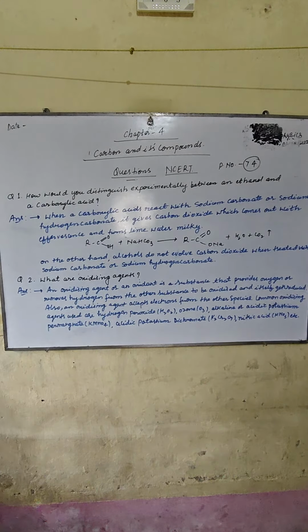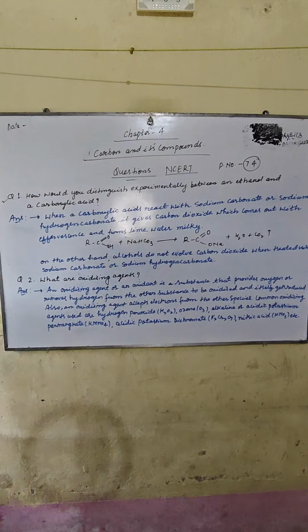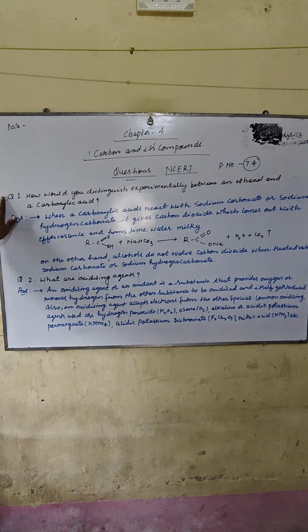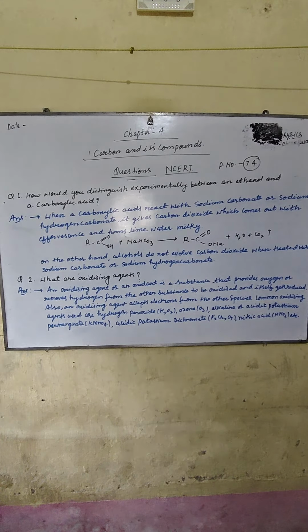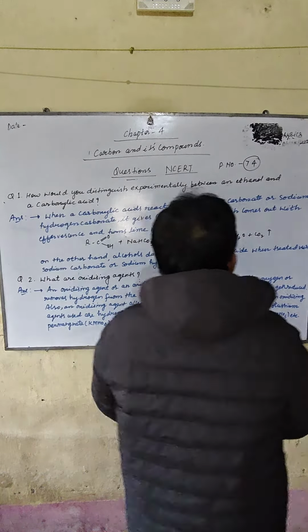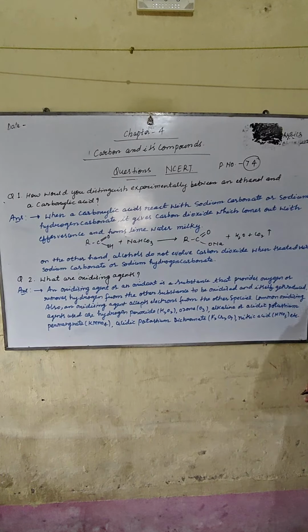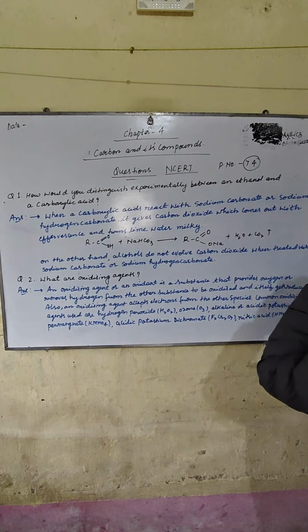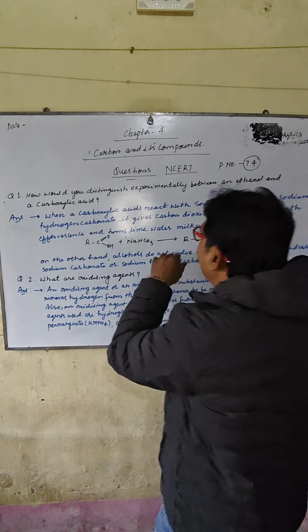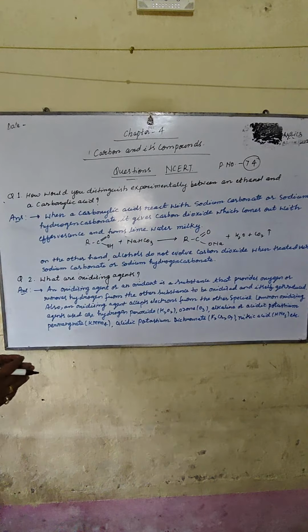So my dear student, question number 1: how would you distinguish experimentally between ethanol and a carboxylic acid? How would you distinguish in an experimental way in a lab between ethanol and a carboxylic acid? When a carboxylic acid reacts with sodium carbonate or sodium hydrogen carbonate, it gives carbon dioxide, which comes out with effervescence and turns lime water milky.